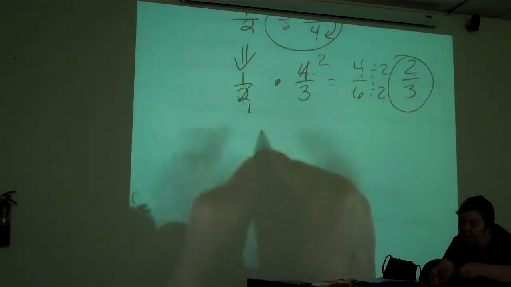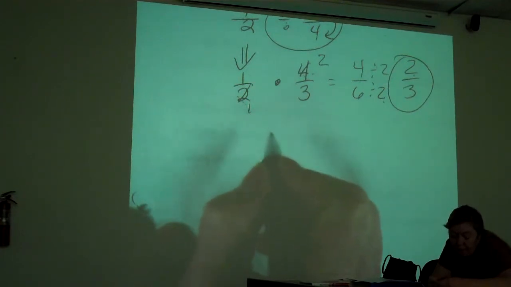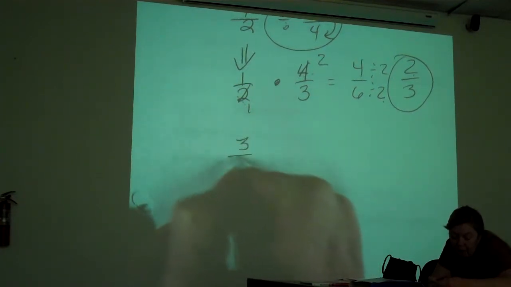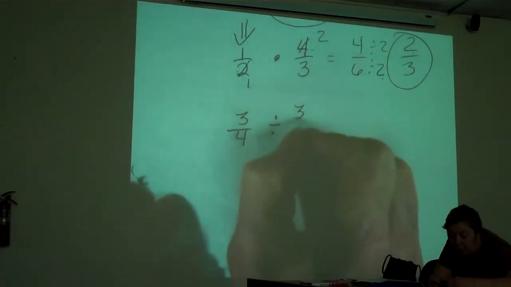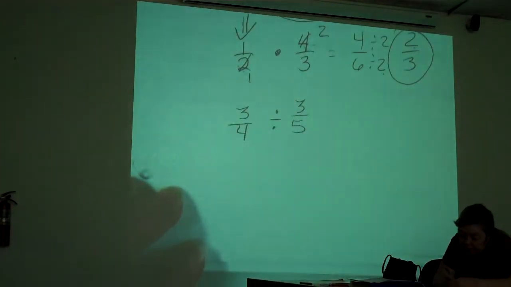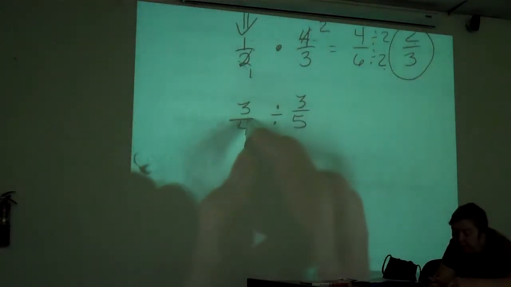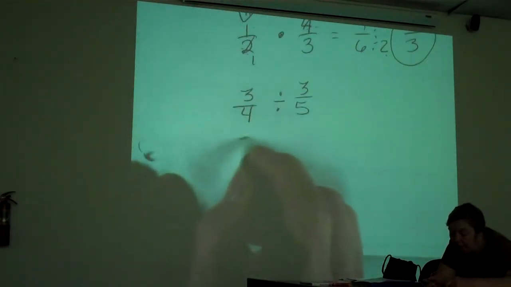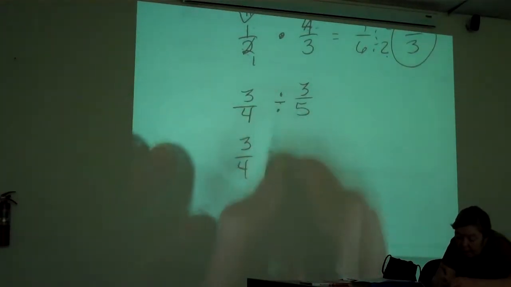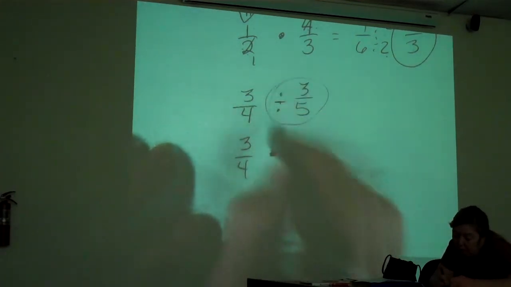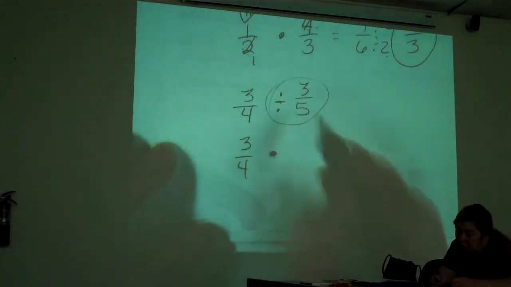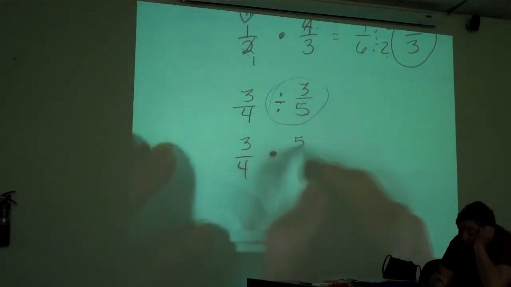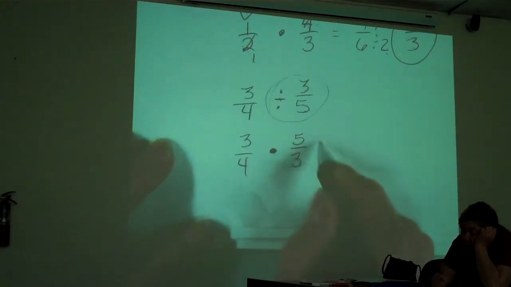So let's do another one. Let's do 3/4 divided by 3/5. This stays the same. You never flip this first one. This turns to multiplication. I always like to circle that part. It shows that's the part that's changing. That changed. This changes with the 5 on top, 3 on bottom.